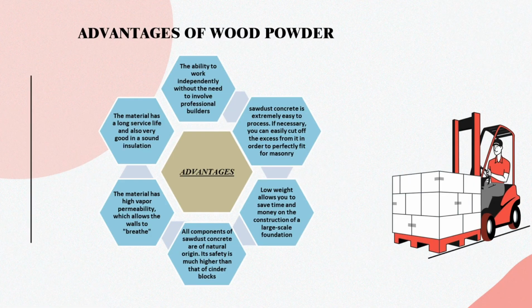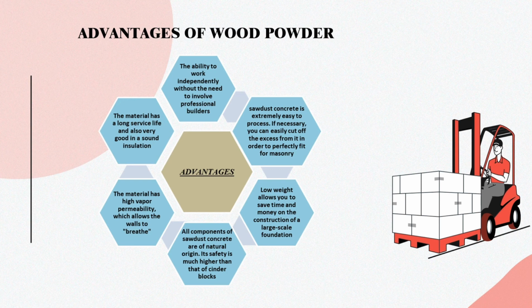Advantages of wood powder. There are 6 advantages that we have found from this sustainable material. First, the ability to work independently without the need to involve professional builders. Next, sawdust concrete is extremely easy to process. If necessary, you can easily cut off the excess from it in order to perfectly fit for masonry. Next, low weight allows you to save time and money on the construction of the large-scale foundation.